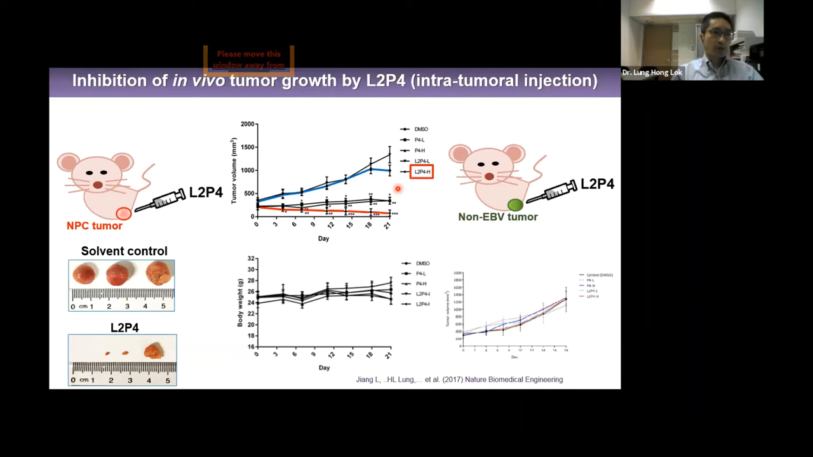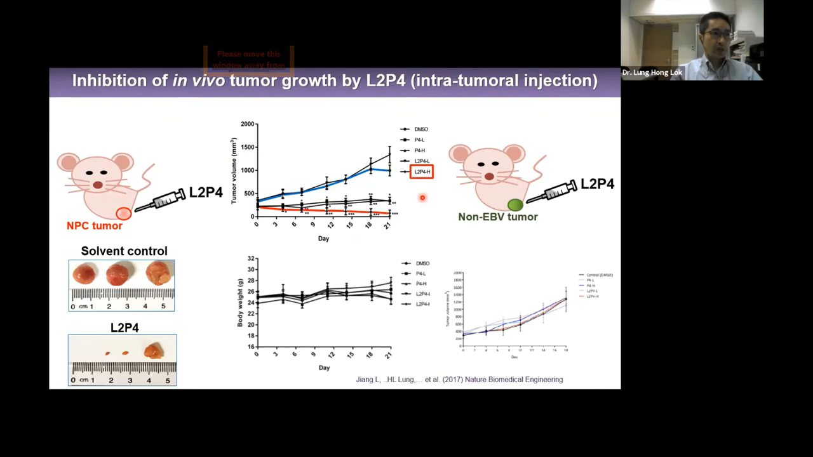Besides tumor volume, we also measure the body weight of the animal after receiving our drug, but there's no significant change. The body weight is a parameter which reflects the healthiness of the animal. So this data indicates that L2P4 has therapeutic potential, and it's also very safe to use in animals.